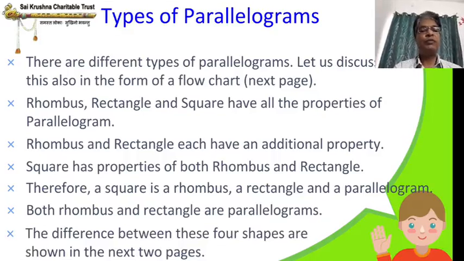The difference between these four shapes are shown in the next two pages. So what you can do, just note down all these points as it is. When you go to the next page, you will be able to clearly understand what you have written in these notes. We'll move forward.